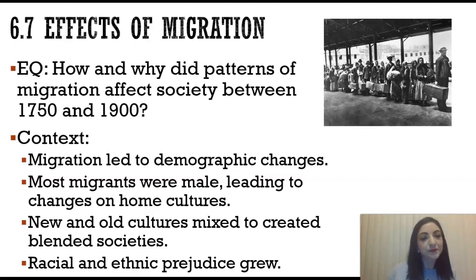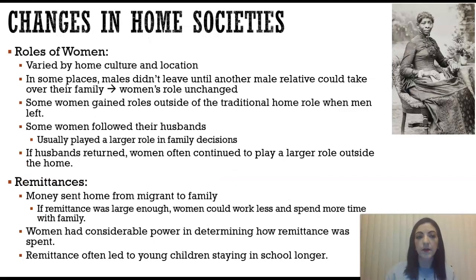Okay, anyways. The essential question for 6.7: how and why did patterns of migration affect society between 1750 and 1900? So migration is going to lead to demographic changes, so changes in the makeup of people in certain areas. Most migrants were male, leading to changes on home cultures. New and old cultures are going to mix to create blended societies, and you're also going to have the rise of racial and ethnic prejudice.